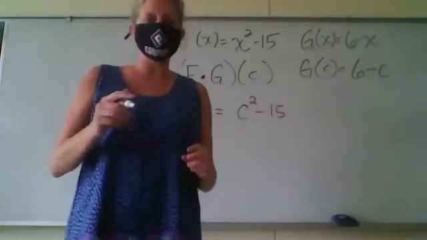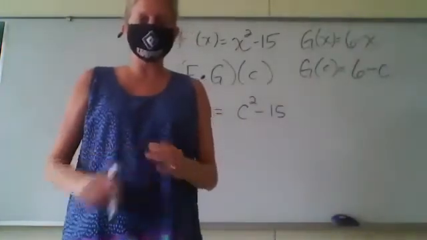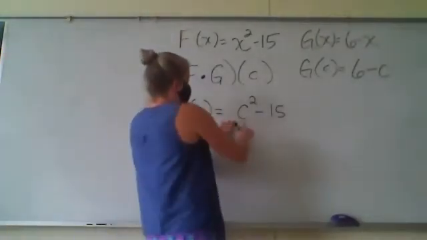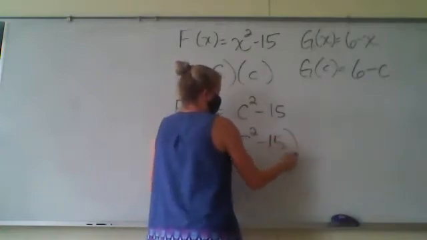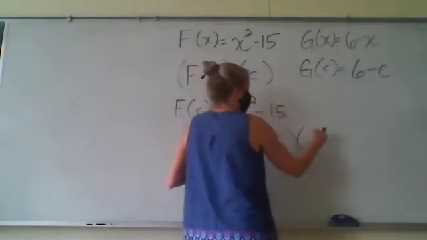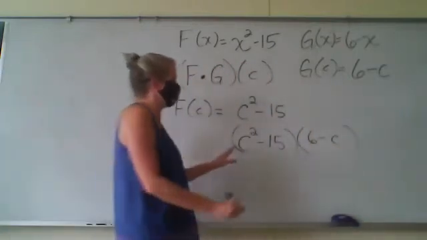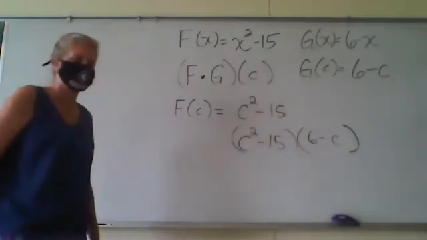And what does it want me to do with those two solutions? It wants me to multiply them together. So let's look at what that's going to look like. I think once we write it out, you'll see exactly what you're supposed to do. You're going to have c squared minus 15 times 6 minus c. So now you can see that you need to FOIL this, right? You need to first, outer, inner, last.